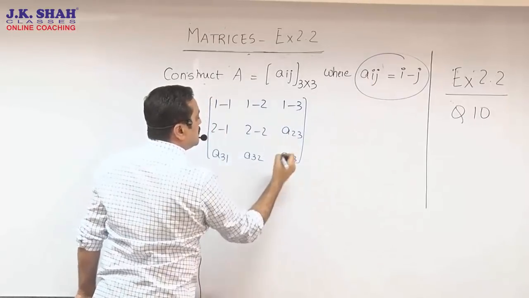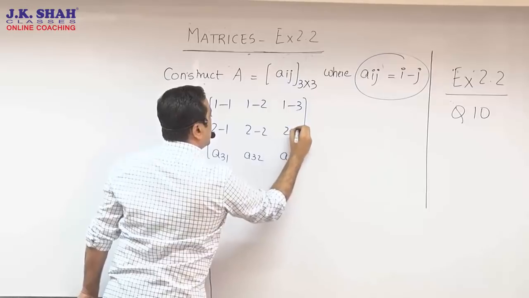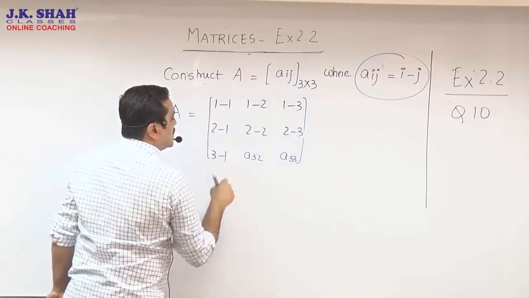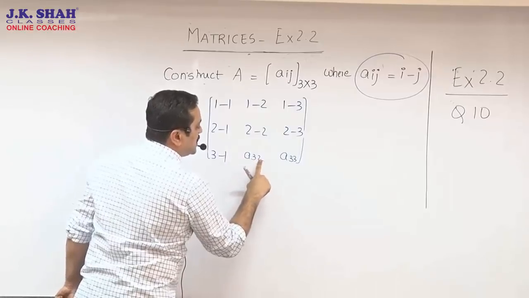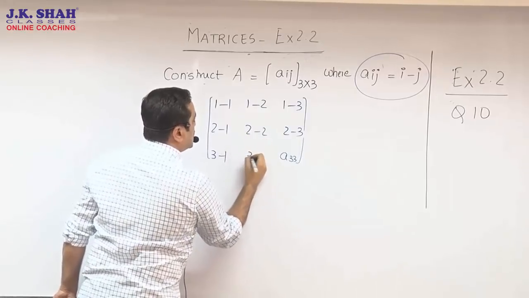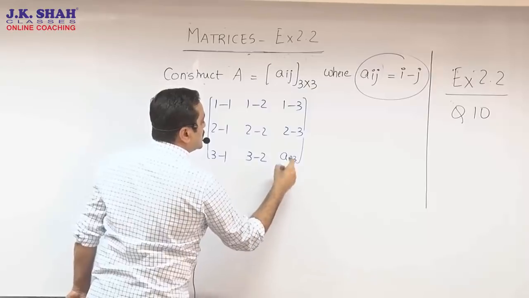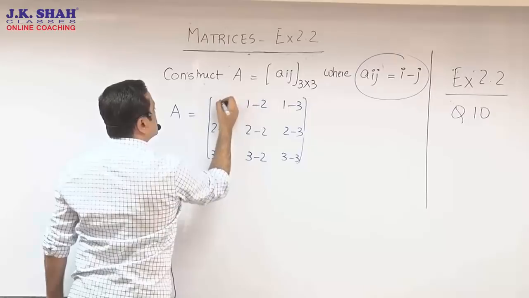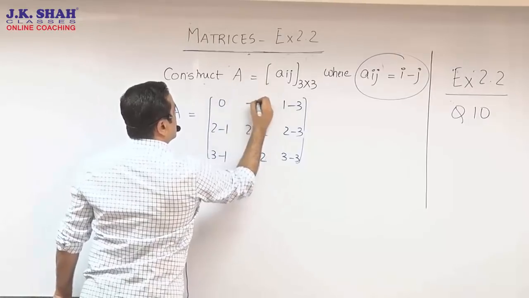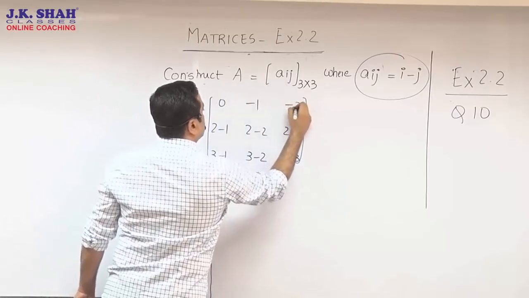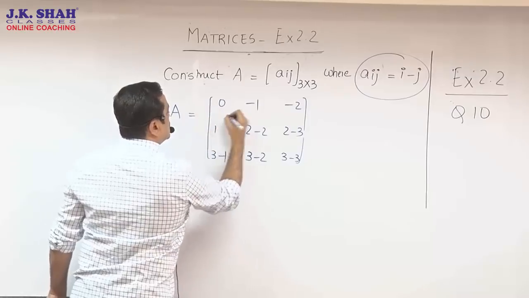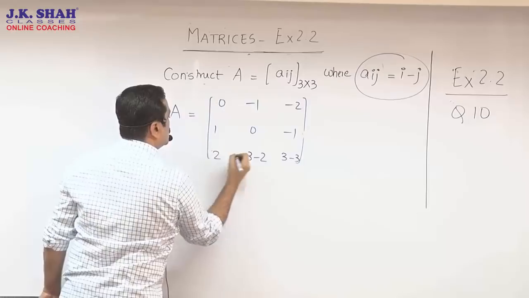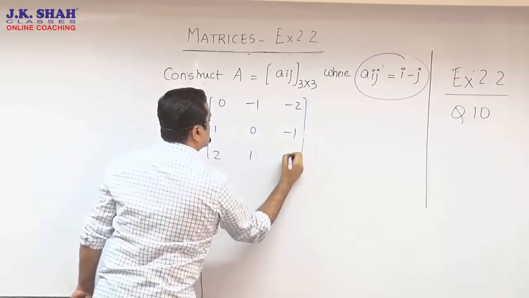Once again, what's Aij? It's i minus j. So A23 will be what? It's 2 minus 3. A31 will be what? 3 minus 1. It's i minus j. So 3 minus 2. The element is 3 minus 2, and A33 will be 3 minus 3. So ultimately the elements go 0, minus 1, minus 2, 1, 0, minus 1, 2, 1, 0.